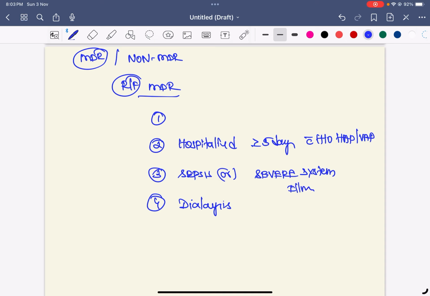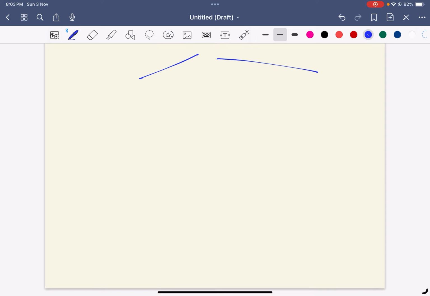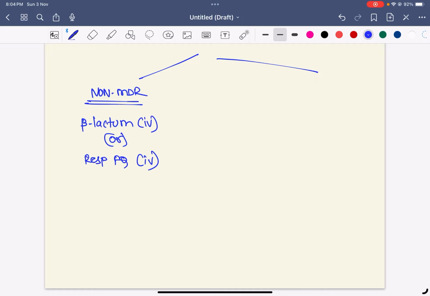Then there is drug history. If there is previous exposure to beta-lactams or fluoroquinolones, you can suspect a risk factor for MDR pathogens. They may harbor MDR pathogens in them. If the patient has non-MDR risk, then you can give beta-lactam IV or respiratory fluoroquinolone IV.